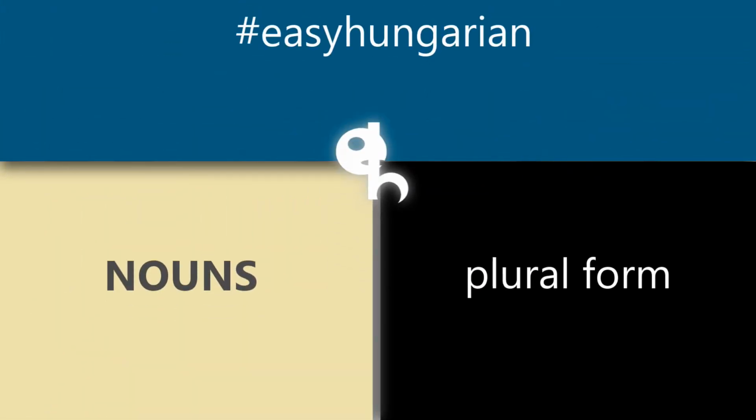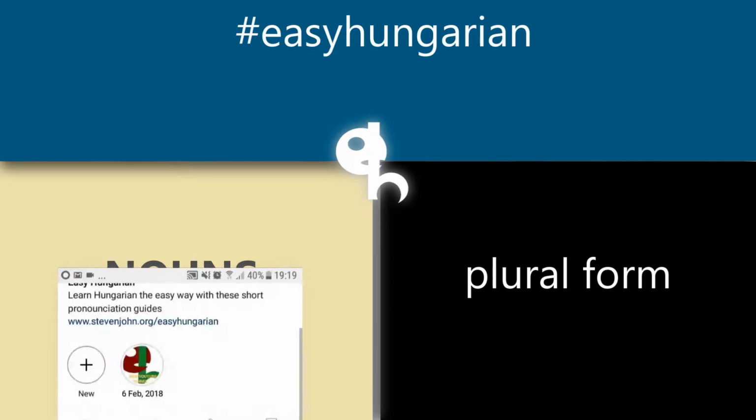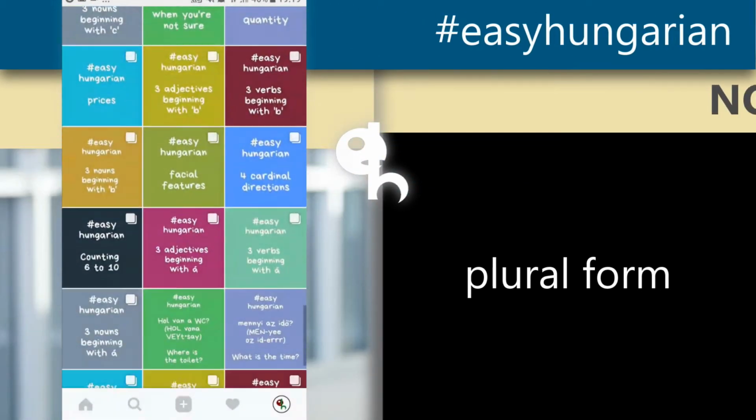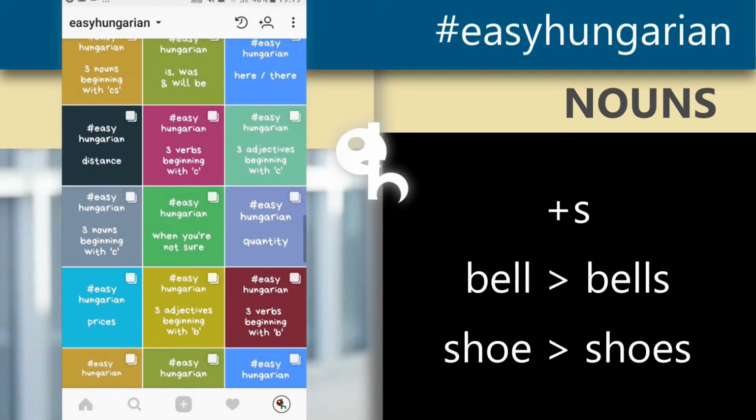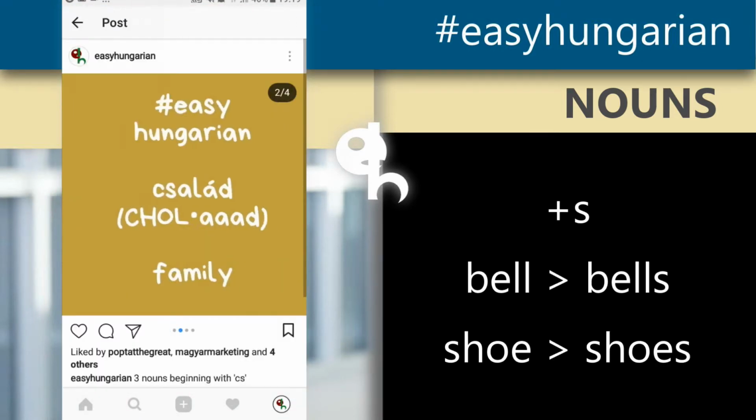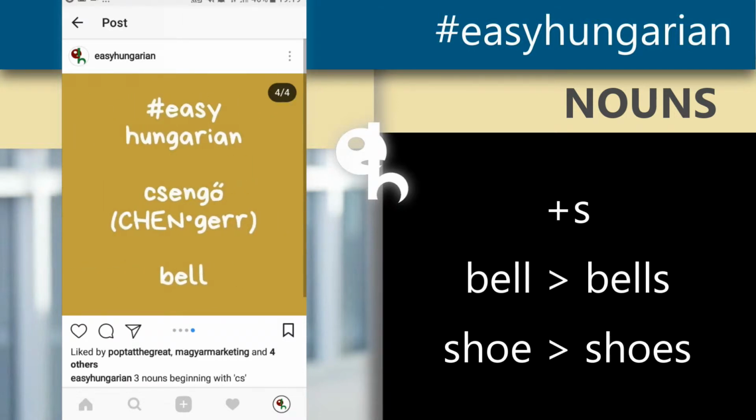Today we're going to look at how to make a noun plural. It's quite an important bit of information. So in most cases in English we add an S onto the end of a noun. So for instance bell becomes bells and shoe becomes shoes.